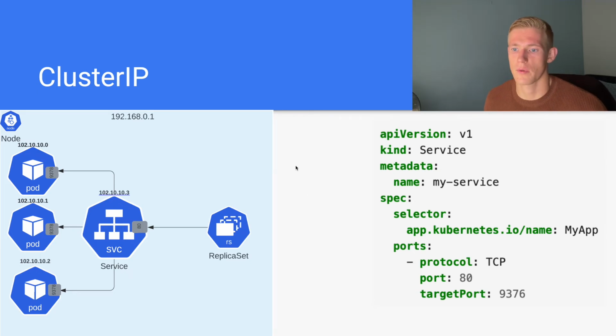So let's say we have a front-end replica set, so a set of pods that wants to communicate with our back-end set of pods that are running here.